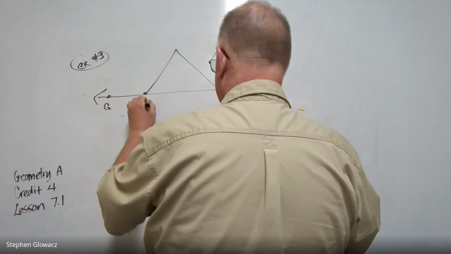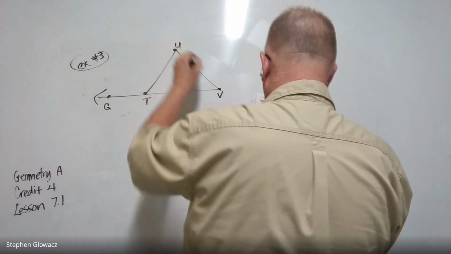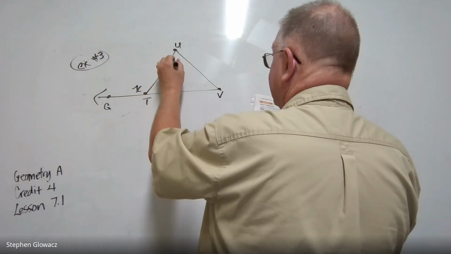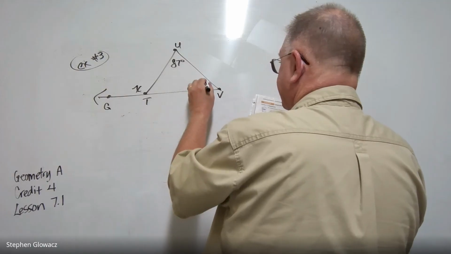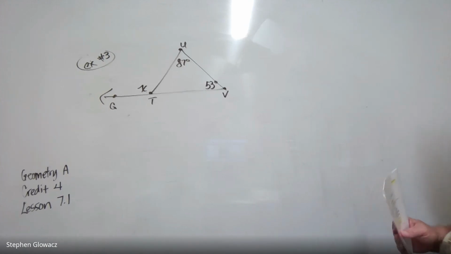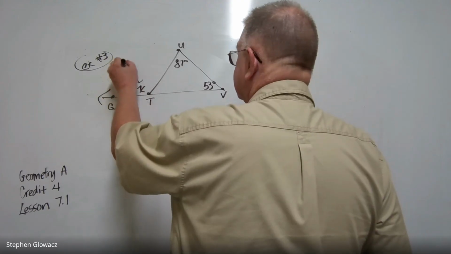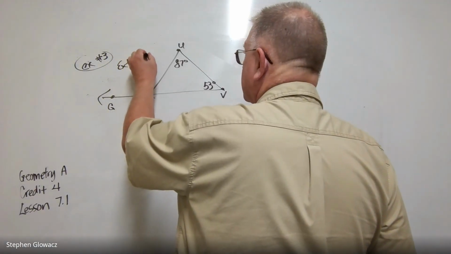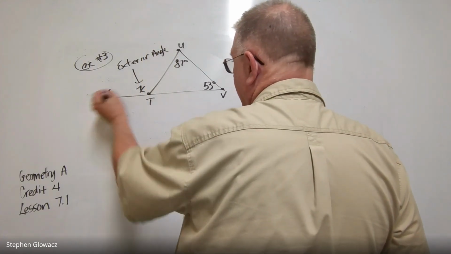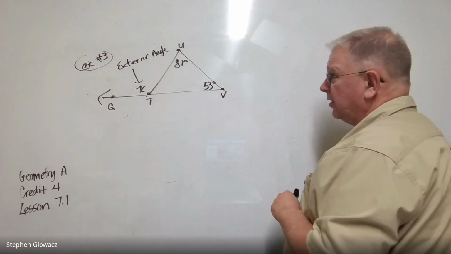So we have G, T, V, and U. All right, our angle measures here. This will be X, this will be 87, and this will be 53. So what is an exterior angle? What is a remote interior angle? The exterior angle here is X, and an exterior angle is formed by extending one of the sides of the triangle and the side adjacent to it. So X is our exterior angle.